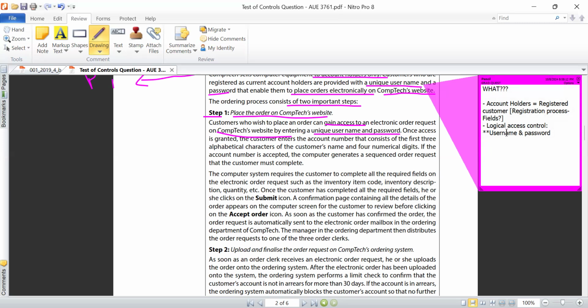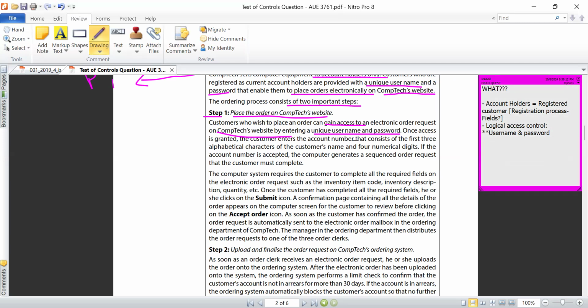Meaning to say we need to enter an invalid username, an invalid or fictitious password, and attempt to place an order request on the system, and verify whether the system would reject to process further. That's what we're going to do there.